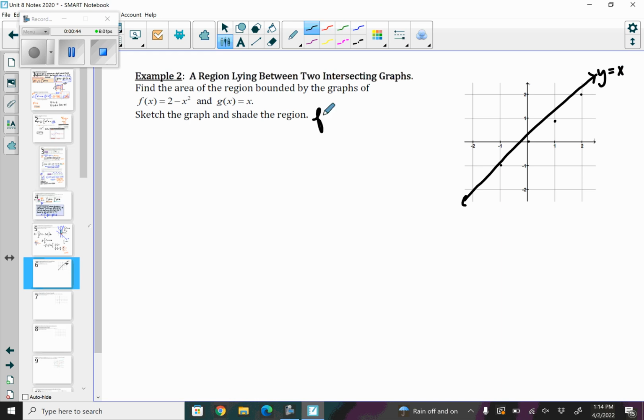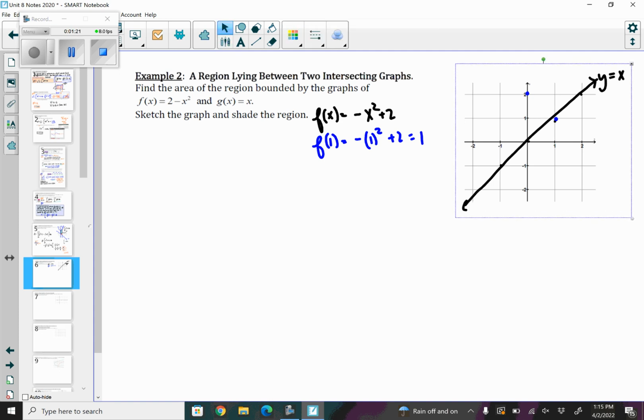And then f of x is 2 minus x squared, or negative x squared plus 2. So I know it's a parabola that opens down, and has been shifted up 2. Now, if you're unsure exactly where it's going to hit, let's think it through. You could plug in a point. So let's say what f of 1 is. F of 1 would be negative 1 squared plus 2. 1 squared is 1, negative 1 plus 2 is a positive 1. So I know that these are going to intersect at the same spot.